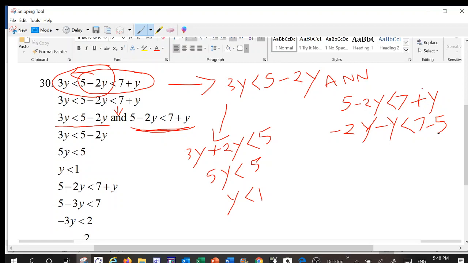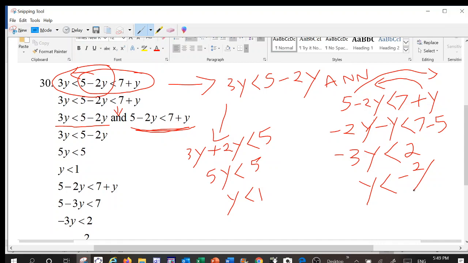Right? I move the y to this side and I move the 5 to the other side. Okay, that is negative 3y is less than 7 minus 5, which is 2. Right? 7 minus 5 is 2. So y is less than what? Negative 2 over 3, because you have to divide both sides by negative 3.